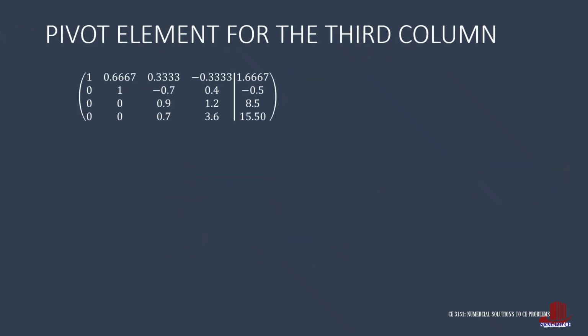Moving on to the third column, where we start by choosing a pivot element again. The choices are 0.9 from the third row and 0.7 from the fourth. The pivot element is the more dominant element, which is 0.9. So the arrangement of rows will remain the same. We are to make this pivot element equal to 1, so divide the whole row by 0.9.